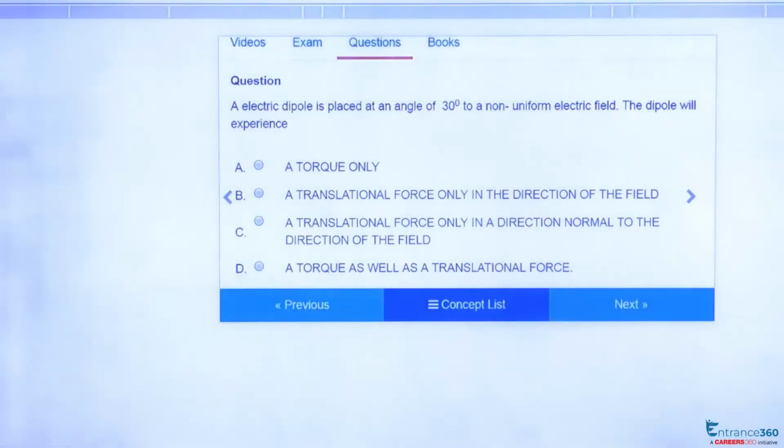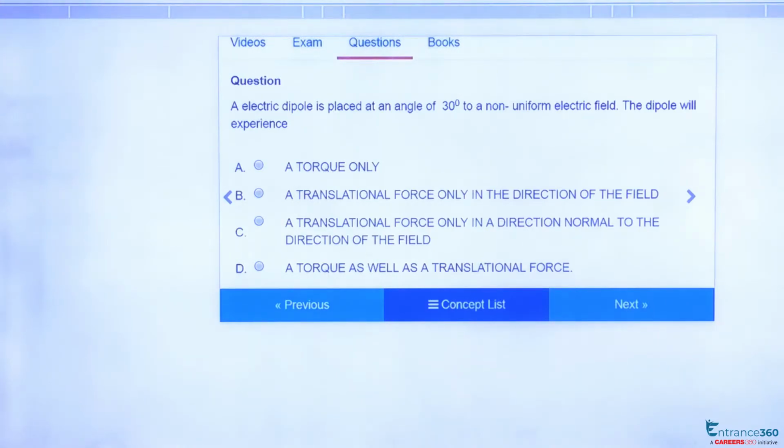Hello students, this is a question from the chapter electrostatics which was asked in JEE Main 2006. The question says that an electric dipole is placed at an angle of 30 degrees in a non-uniform electric field. The dipole will experience... We have four options.